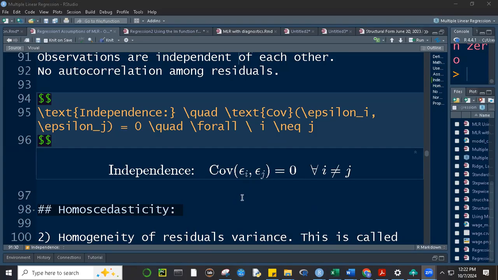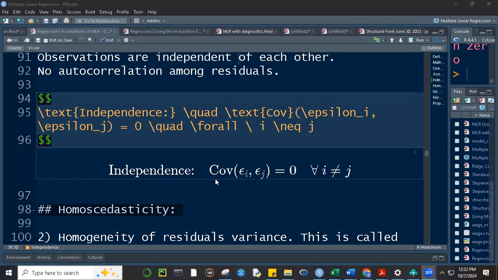If the correlation is negative, the covariance is also negative. Their interpretation is the same. So what this says, class, is that the covariance of epsilon sub i, the residual of observation i, and the residual of observation j should be equal to 0. That means they have no correlation. For all i not equal to j. Okay? This means, class, for all i not equal to j, because of course, when i is equal to j, it will be 1.